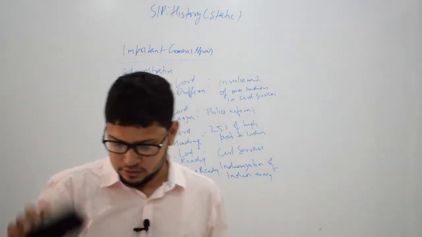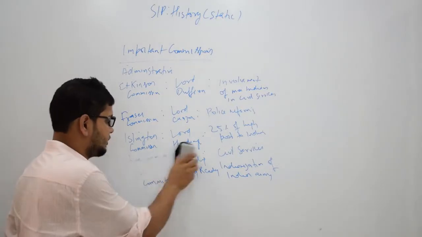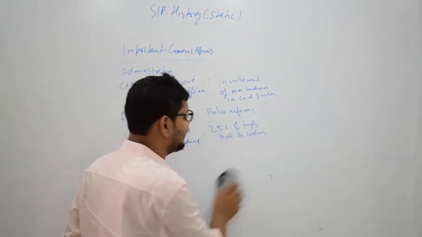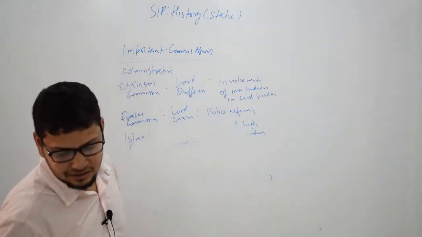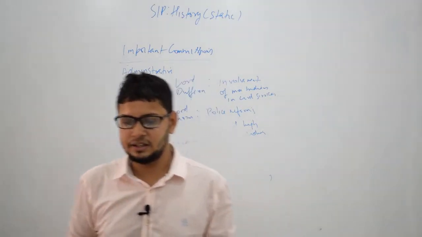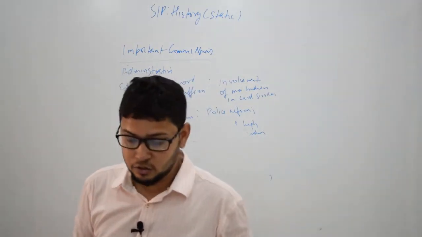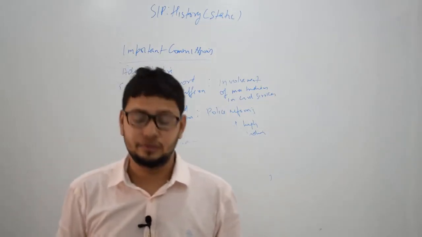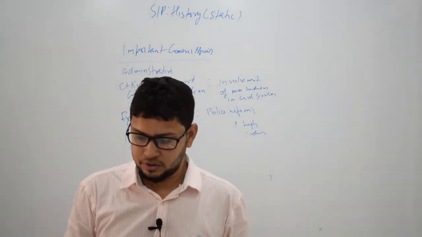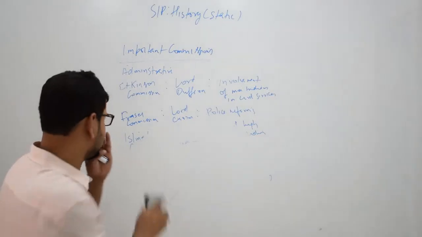Next we have the Butler Committee, which I'm damn sure they will not ask again because they asked last year, and it was basically to examine the nature of the Crown's relation with the native states. Next we have the Mudiman Committee.